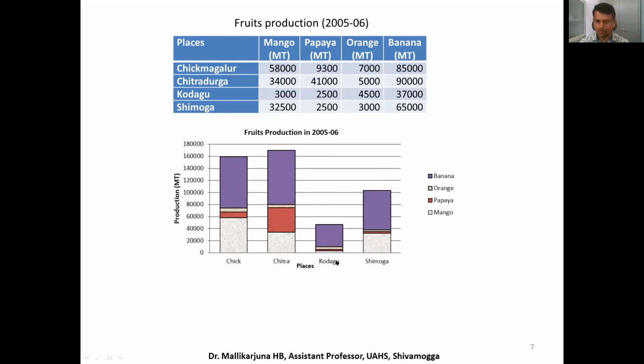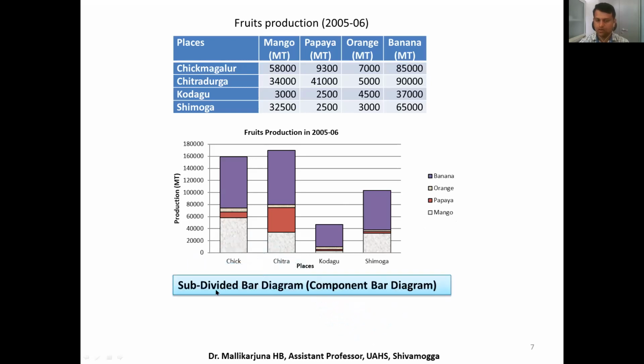Under each attribute we can observe like this. This is the legend. To differentiate the characteristics within the attribute we can use this legend. This type of diagram is known as a subdivided bar diagram. Each bar is subdivided. That's why it is a subdivided bar diagram or component bar diagram.